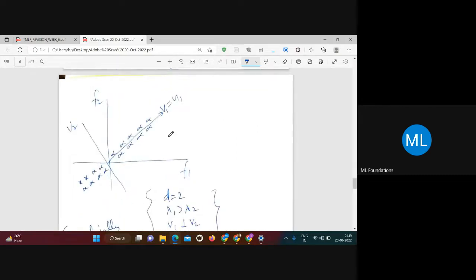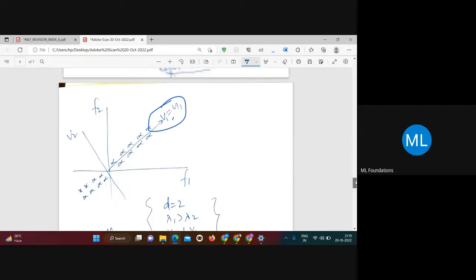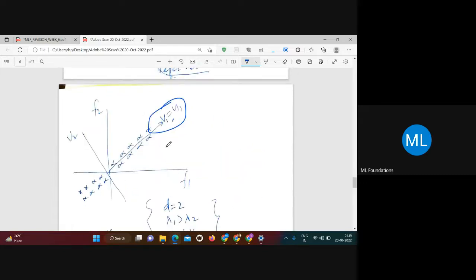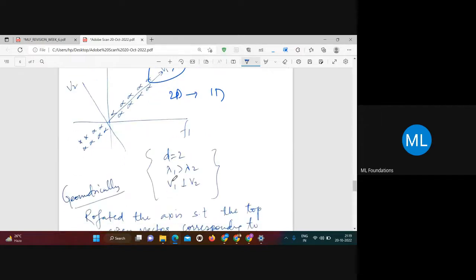So you generally get U1 as V1 only. V1 is the eigenvector itself. For example, this is a simple data set I'm having. If d equals 2 and we want to convert this 2D into 1D, what you will generally do is just find this vector, the V1 vector you need.